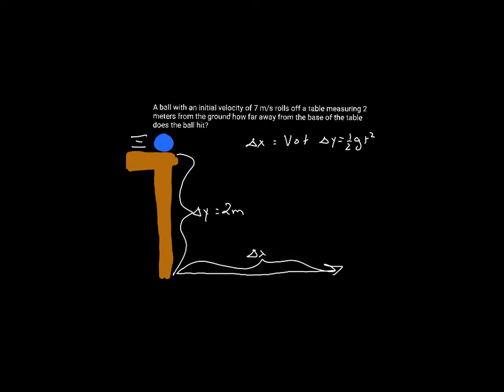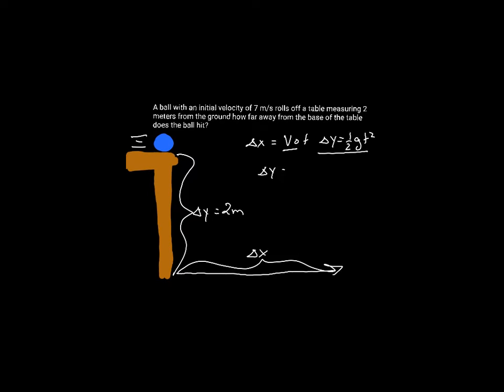Okay, so let's take a look and see what's going on here. If we need to figure out what delta x is, we have the initial velocity, right? And we need to know time. So in order for us to figure out time, we need to use this equation right here. All right, so let's take a look. We're solving for time, right?